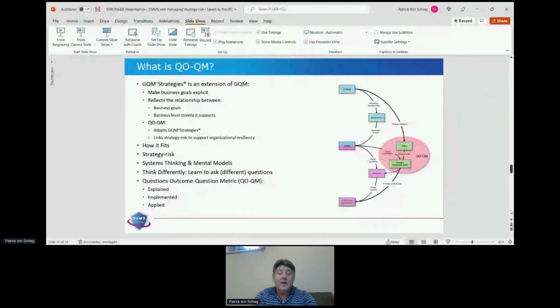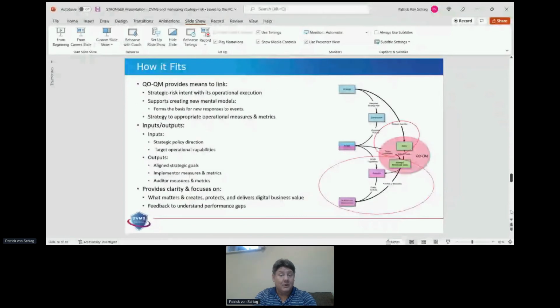So QOQM helps us do something very important here. It helps us understand strategic intent. What are the strategic goals and what are the questions that we might want to answer from a strategic perspective to make sure that we're meeting our strategic needs? And then we can use the same approach from an operational perspective.